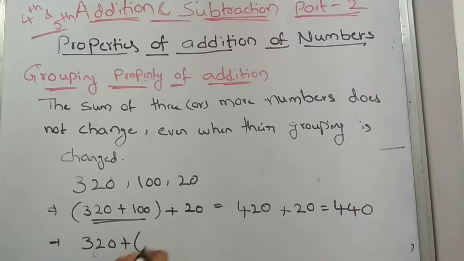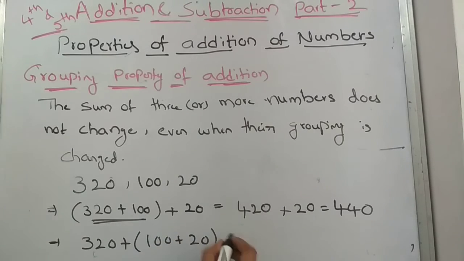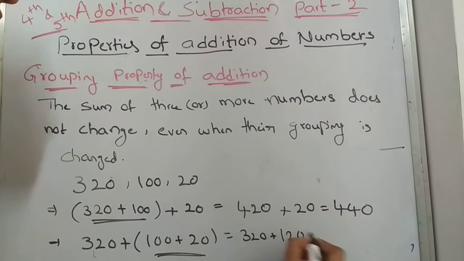320 plus 100 plus 20. Here the first number, as it is, you can write here. First you add these two numbers: 100 plus 20 equals 120. The answer is 420. What will you observe here?